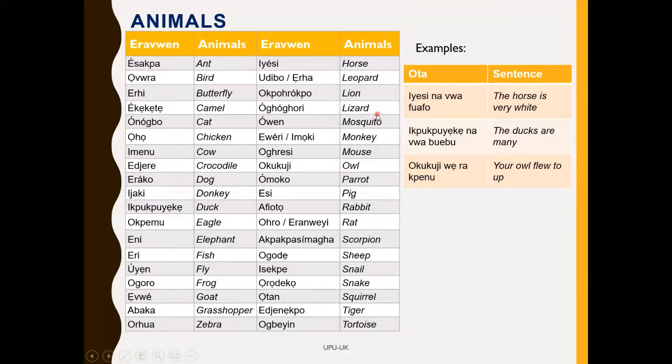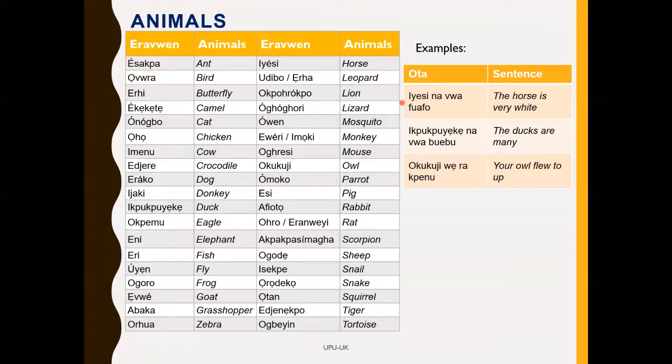There's much more in your handbook when you look over it. So let's try and use some of these in some sentences. So here we have the first one, which is the horse is very white. Iyesi na wa fuanfo.